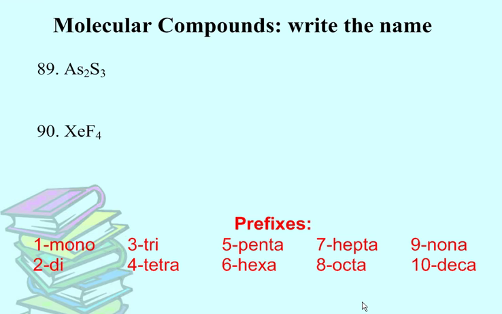Okay, for molecular compounds, it says to write the name. Molecular compounds are a lot easier to name because you just use prefixes and then change the last element's ending to "ide." So, for number 89, because there are 2 arsenics, we call it diarsenic, and because there's 3 sulfurs, we change the ending of sulfur to "ide," and we'd say it's diarsenic trisulfide.